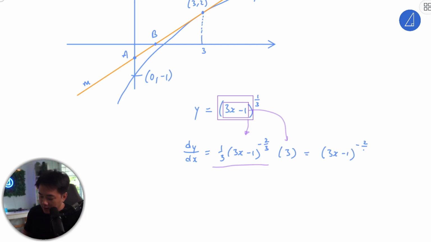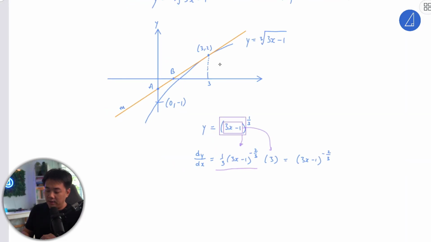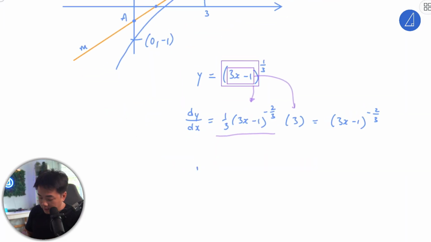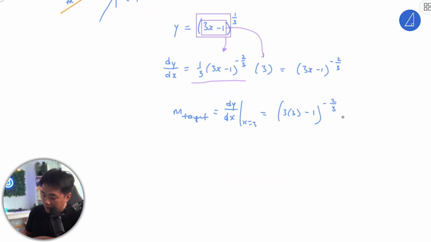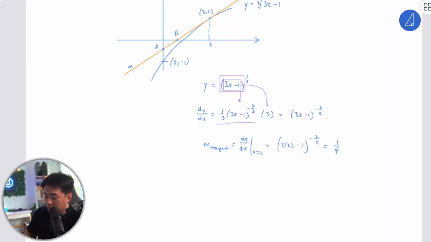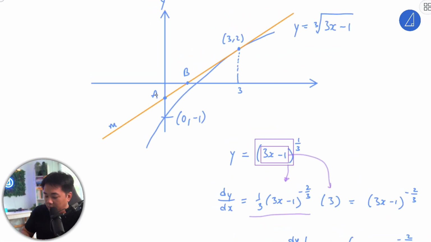So this is dy/dx equals (3x minus 1) to the power of -2/3. This will help us to find the M tangent, right? For the M tangent we just need to replace x by 3. So the gradient of the tangent will be dy/dx. When x equals 3, you just replace x with 3, so 3 times 3 minus 1, to the power of -2/3. Okay, so this is 1/4, I believe, right? You will get 1/4 here. So then after which we're going to find the equation of the tangent. Okay, we could also just find the gradient, not an issue.